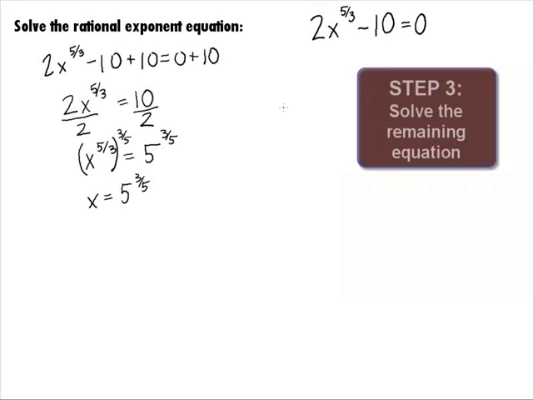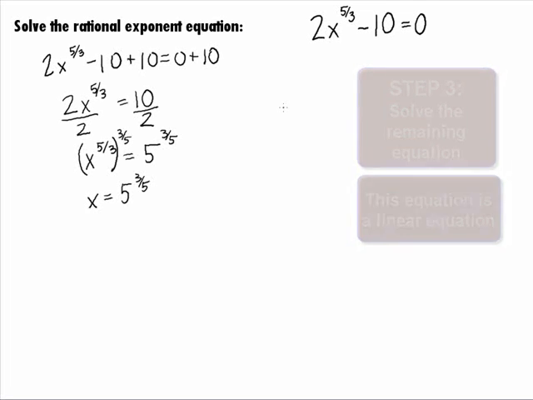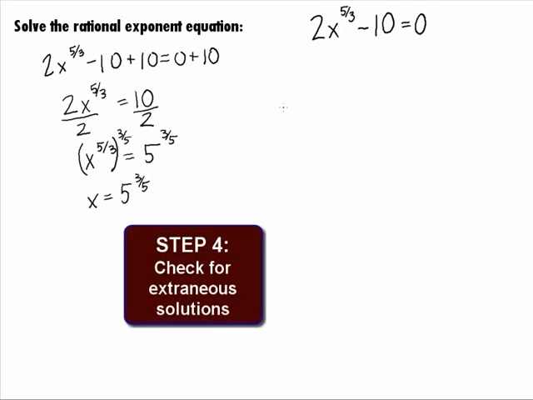In step 3, we want to solve the remaining equation. The equation that we ended up with is a linear equation. It looks like it is already solved for the variable x. In step 4, we want to check for extraneous solutions.